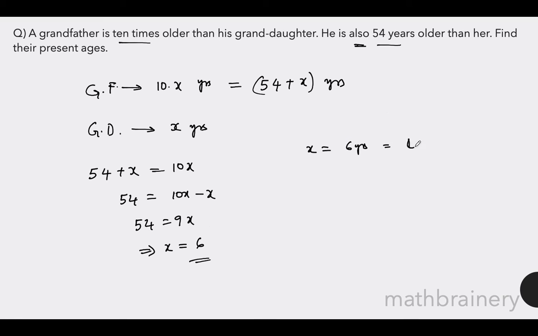Okay, this is granddaughter's age. And what is grandfather's age? It must be 10 times 6, which is 60 years. Let's look at the next question.